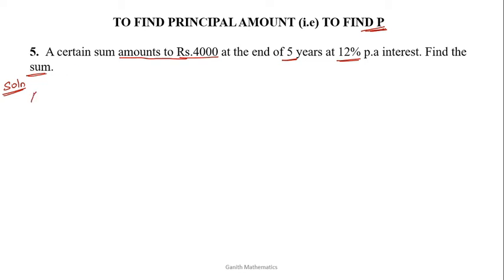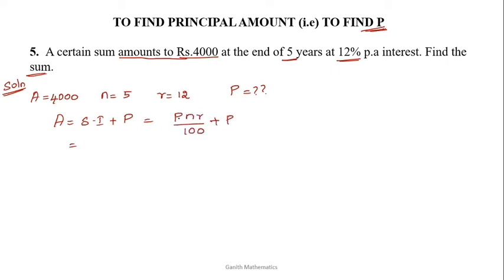Right? The amount they have given is 4000. And number of years N is 5 years. And rate of interest R is 12%. You have to find the P value. Right? We know the formula: A is simple interest plus P. So simple interest formula, we know that it is PNR by 100. We convert everything into P. So in addition to that P, we are going to find P alone. P is common, take P outside. So it will be P into 1 plus NR by 100.